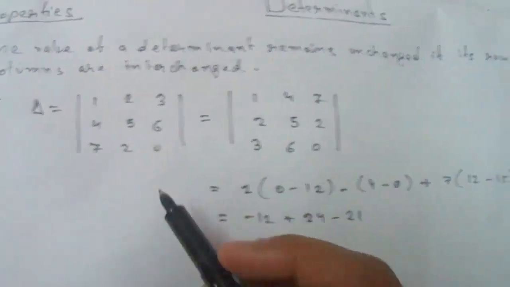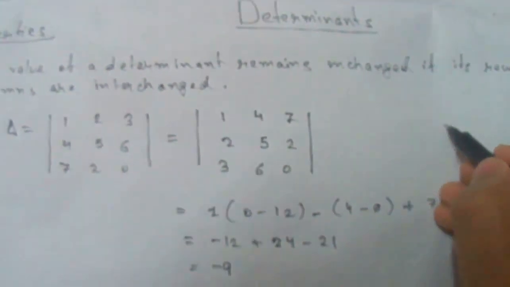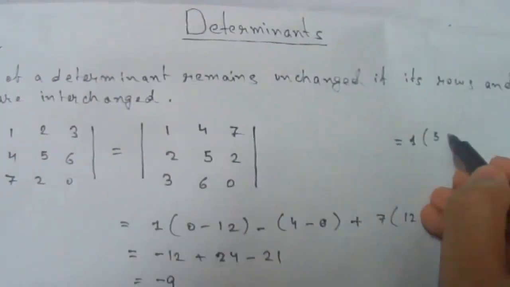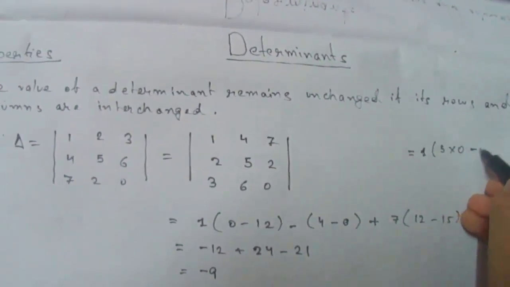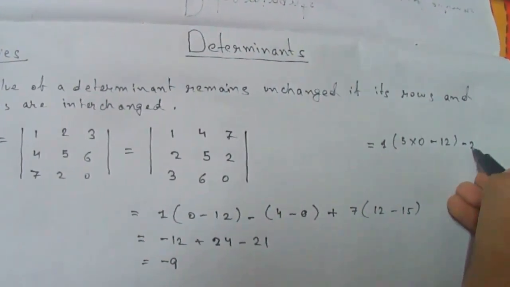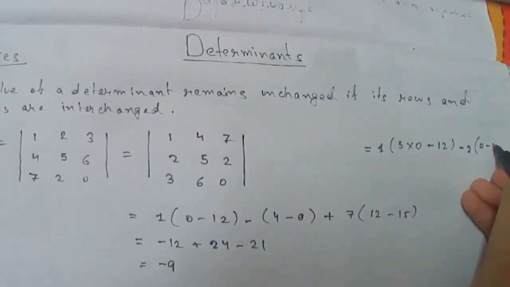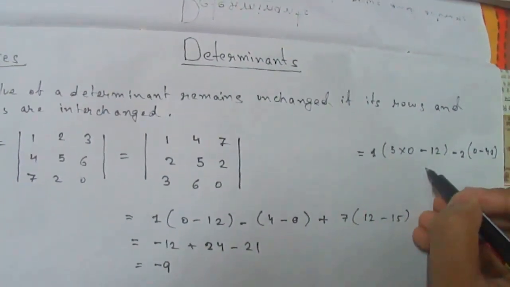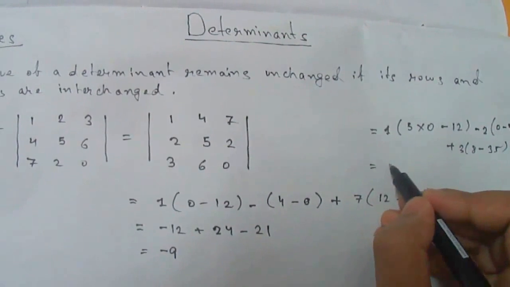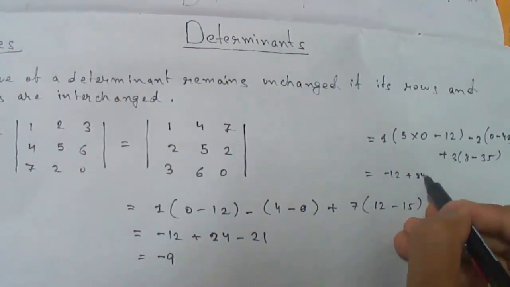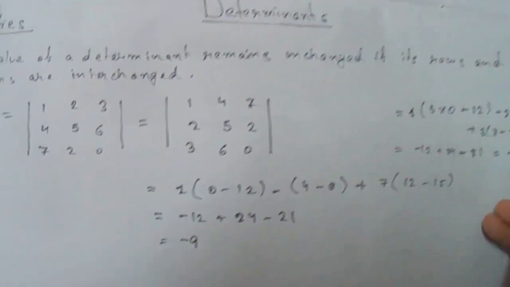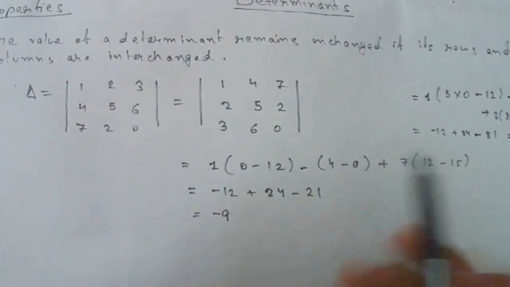Now we'll find the value of this determinant. So let us expand: 1 times (5 times 0 minus 12), minus 2 times (0 minus 42), plus 3 times (8 minus 35). So this will be minus 12 plus 84 plus minus 81. This comes out to be minus 9. So the value of both determinants is minus 9.